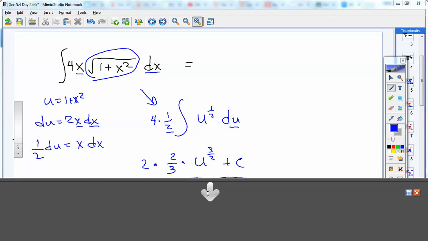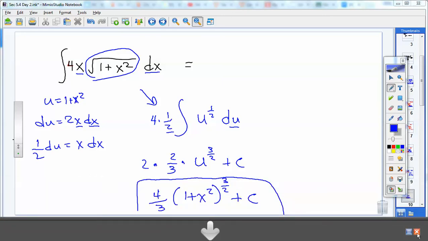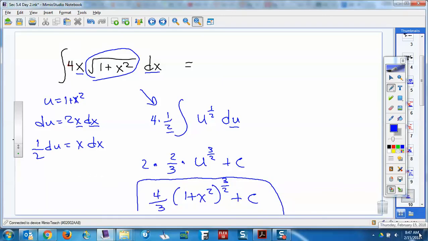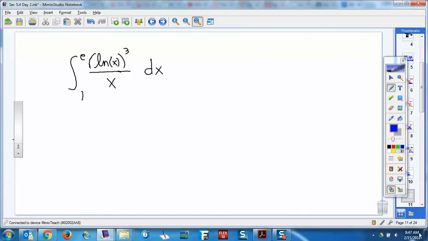Okay, and then that's where they got the 4/3 from. Okay, and that's where the 4/3 came from. Okay, so the fact that the derivative of the inside was 2x dx, and the du was 2x dx, and we had a 4x dx, that doesn't matter. That 4, we'll pull that out. That'll be fun. Okay, all right, try it out.